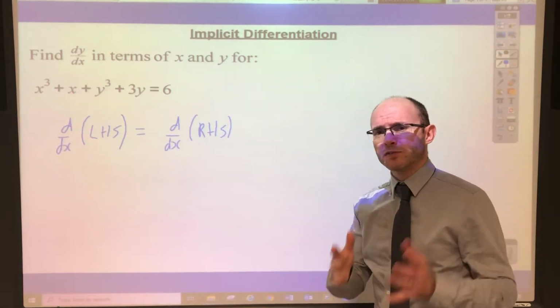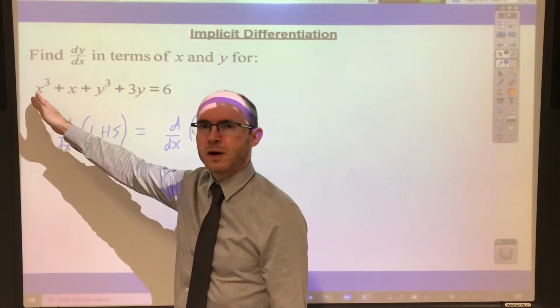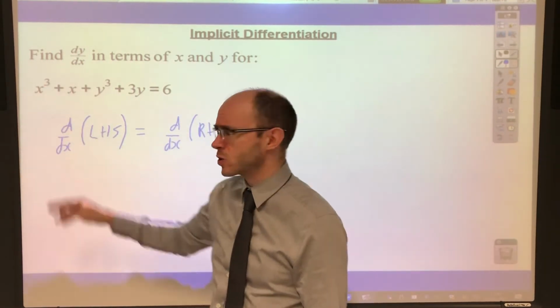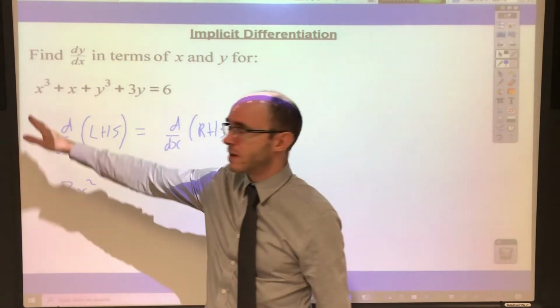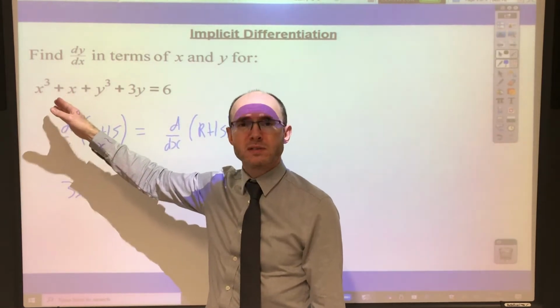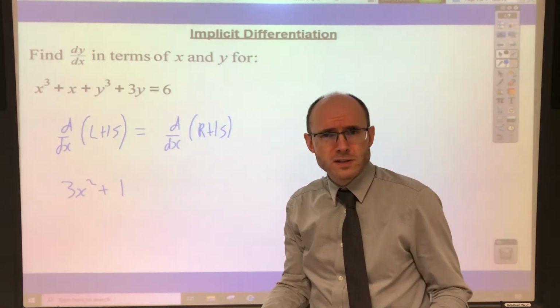So let's just start off and see how far we get. We'll differentiate the first term with respect to x. That's easy, 3x squared. And then we'll do the next term. Differentiate x with respect to x. That's easy. You get 1. So 3x squared plus 1. All going okay so far.